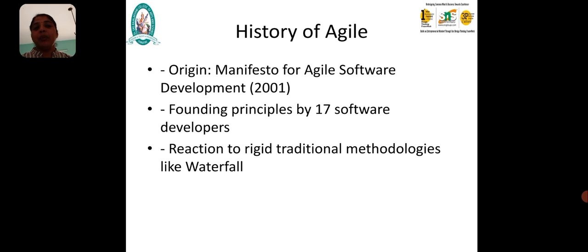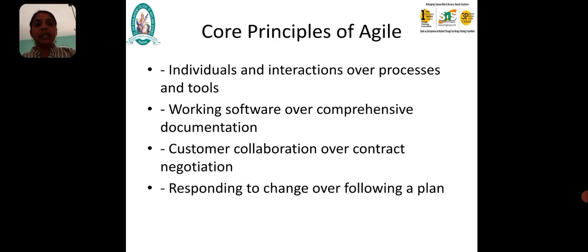Why are we moving into the agile model? Let us see the reaction to rigid traditional methodology like the waterfall model. The concept they are following in the different models is also included here, the same concept which we are facing in different models. Here also we are moving to particular models, but there may be slight changes. Let me see about that.